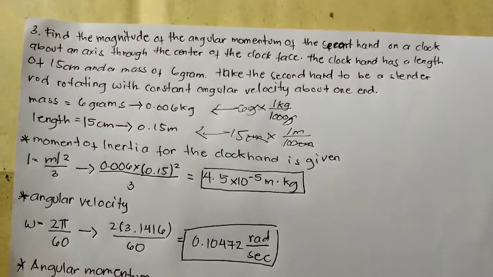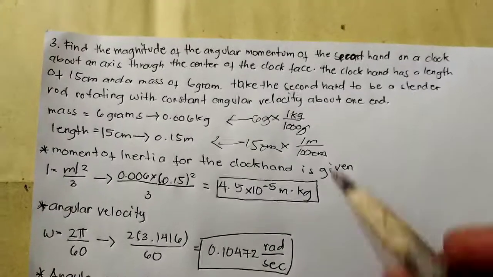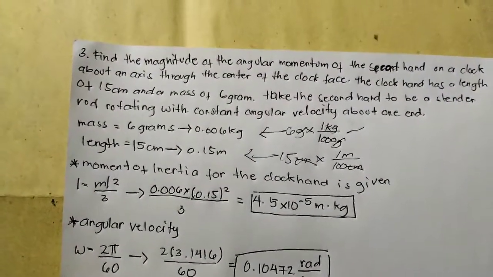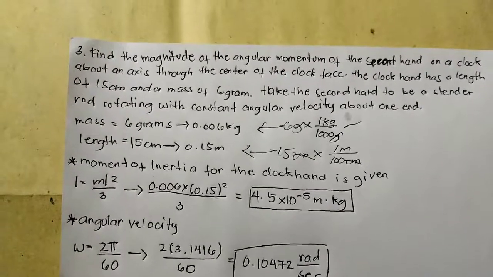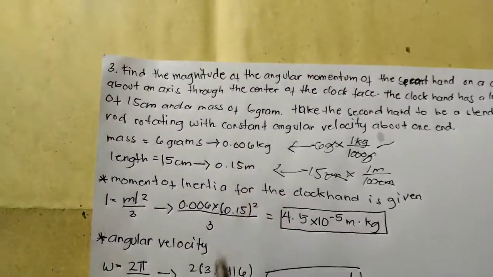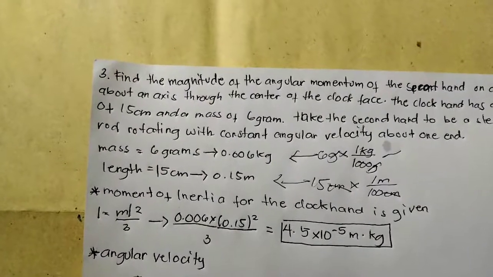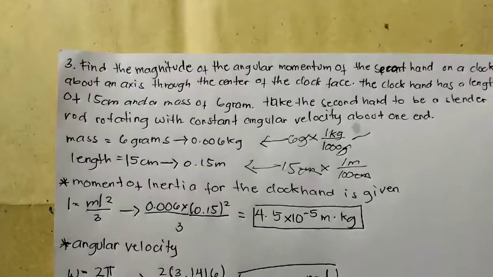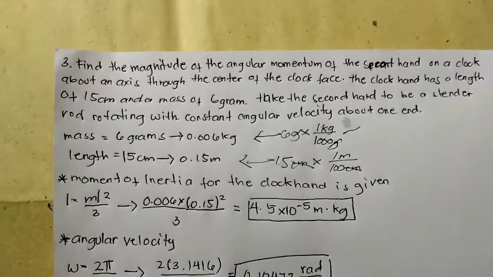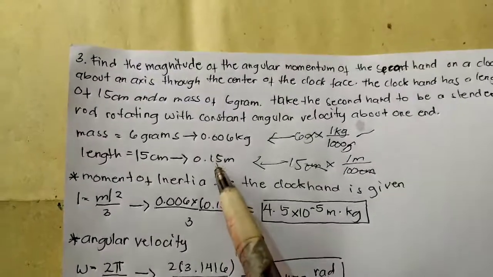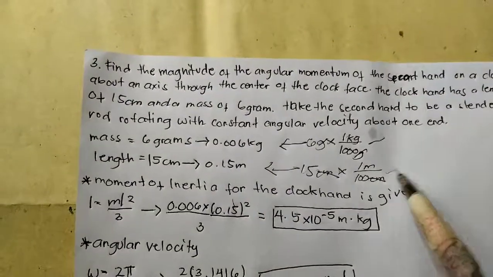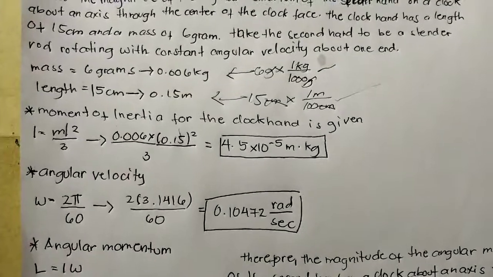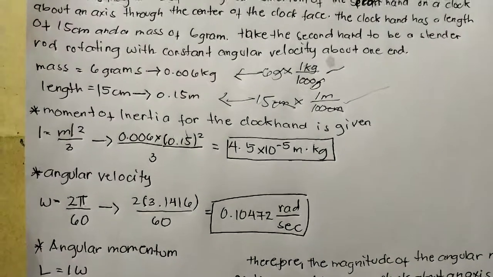So now, this is what I used to convert the mass to kilogram: 6 times 1 divided by 1000, which is 0.006 kilogram. Then the length I converted into meter: 15 times 1 divided by 100, which is 0.15 meter. This is what I used. So next is the moment of inertia for the clock hand.